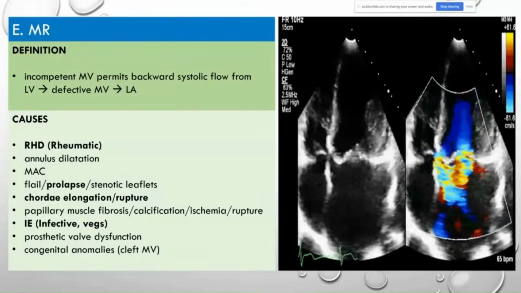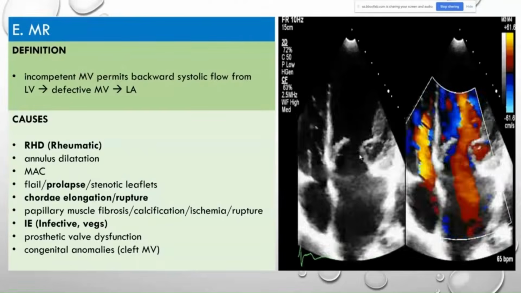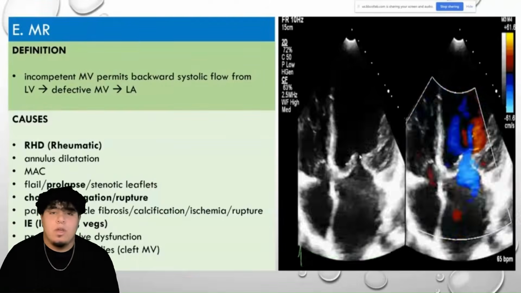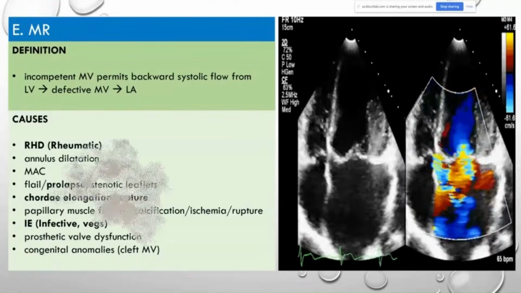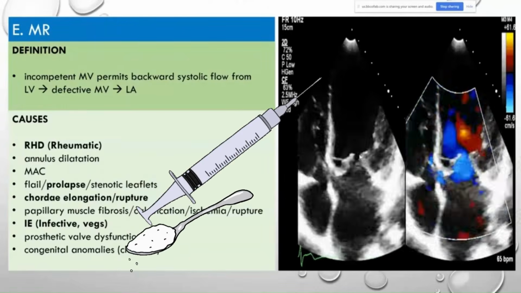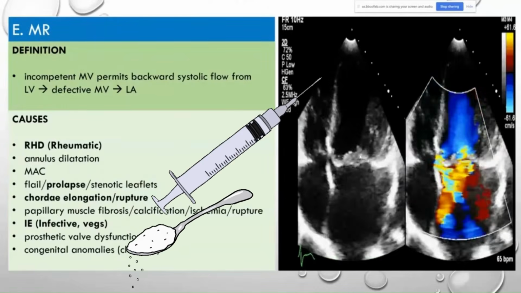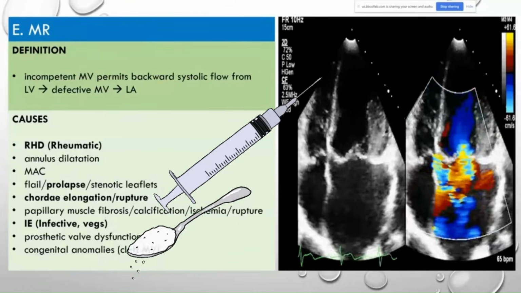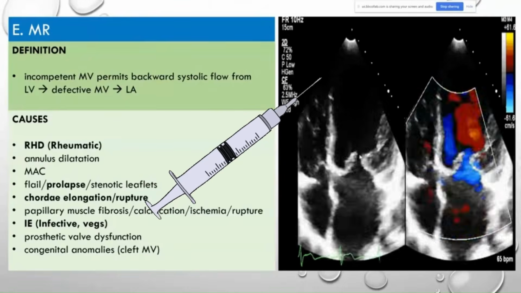Another thing that can cause regurgitation or damage of the valves is hard drugs. It's much less common, but if people are hard drug users, it can cause the person's valve to become damaged and they can develop mitral regurgitation.